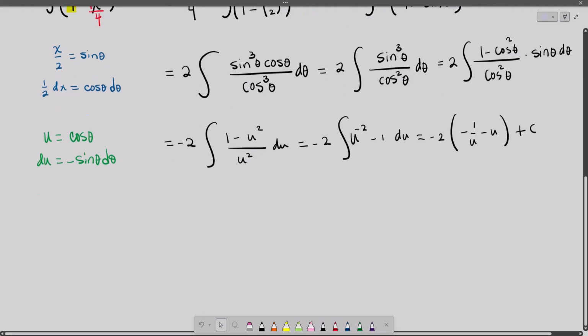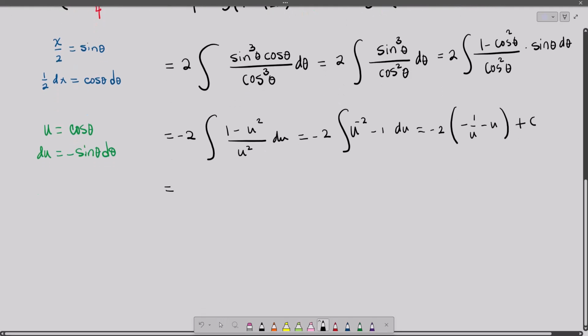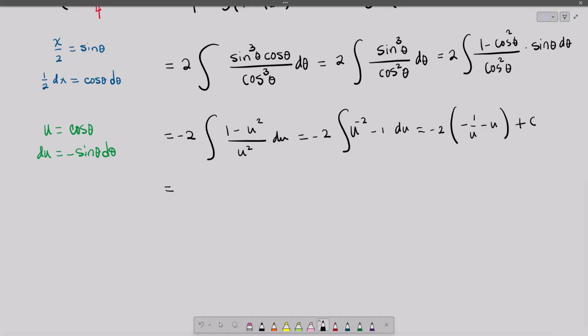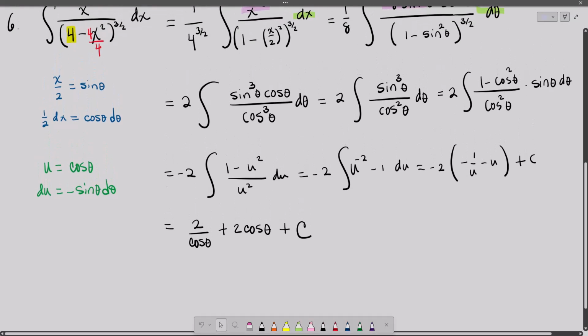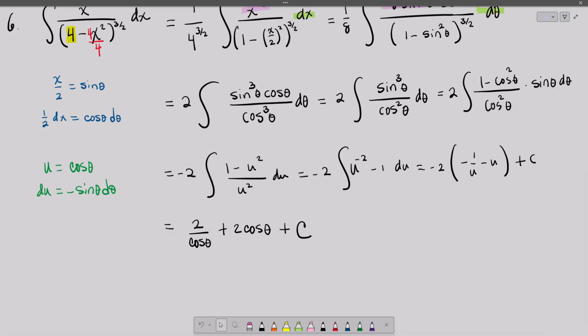We've got a couple back substitutions here. All right. So let's go ahead and at least distribute the whole negative 2. So we're going to have 2 divided by u, so that's 2 over cosine of theta. And then we're going to have plus 2u, so plus 2 cosine theta, plus c. So there is our integration with respect to theta. We now have our antiderivative with respect to theta. We need to go all the way back to x.